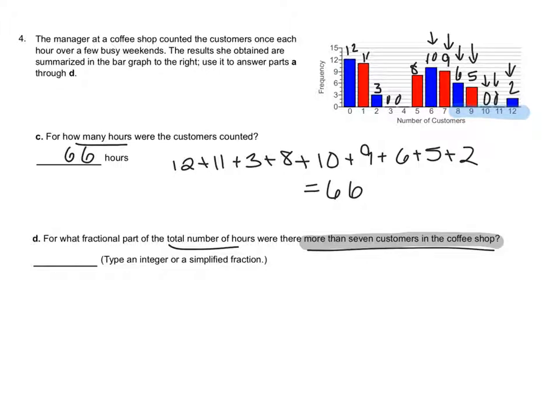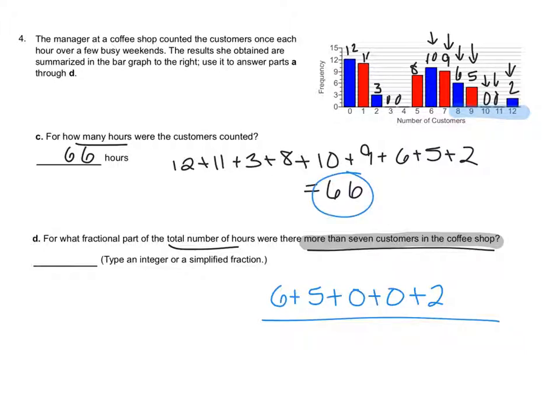So when we do that, we have 6 plus 5 plus 0 plus 0 plus 2. And then we're dividing by the total number of hours, which we found in part C, which is 66. So 6 plus 5 plus 2 is 13. So we get a fraction of 13 over 66. And this fraction is already in simplest form. So our answer to part D is 13 over 66.